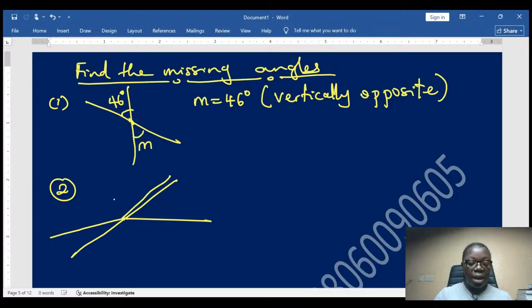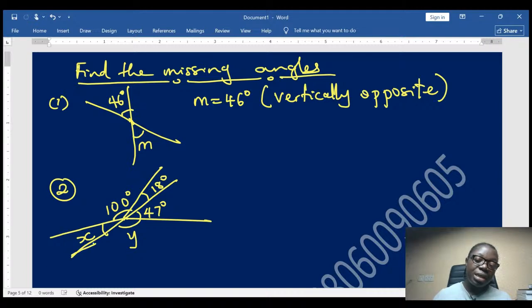Okay, we have something like this. I have 18 degrees right here. Right here, I have 47 degrees. We have to find the value of y. Above here, I have 100 degrees. And right here, I have x. So we have to find the value of x and y.